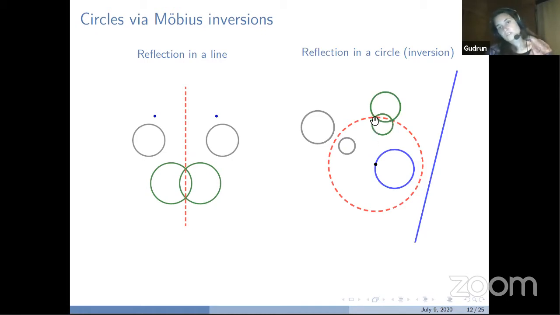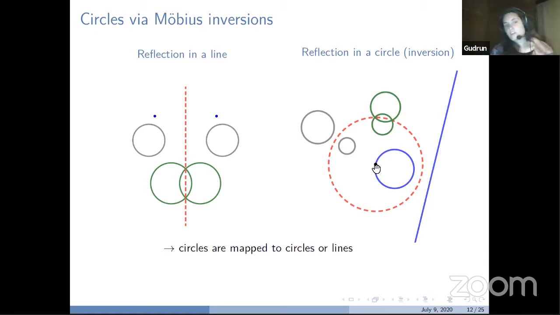Because if a point of the circle lies on the red circle, then that one is preserved. So you obtain two circles that are reflected into each other, and they intersect in two points. And in the right bottom corner, you can see some magic going on. Namely, if you start with a circle that goes through the center of the circle that you are reflecting in, so this black point here, if you reflect this blue circle in the red circle, then you end up with a line. So if and only if the circle that you are reflecting goes through the center of the circle that you are reflecting in, you end up with a line.